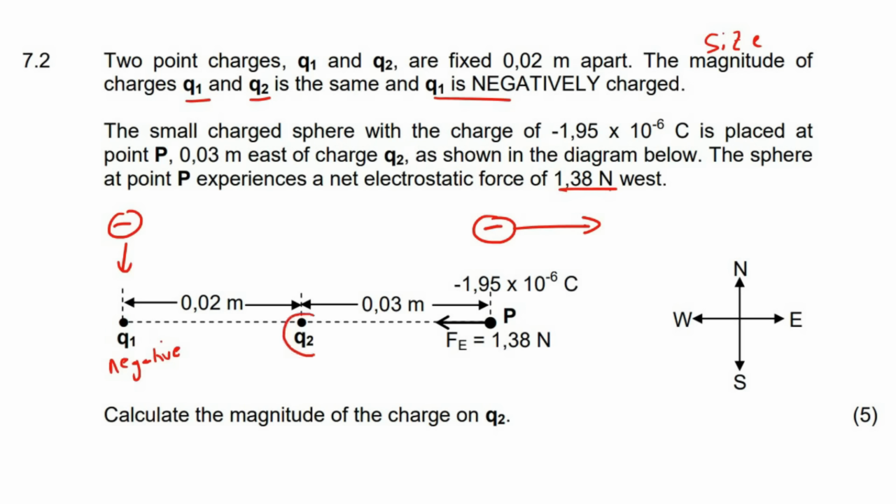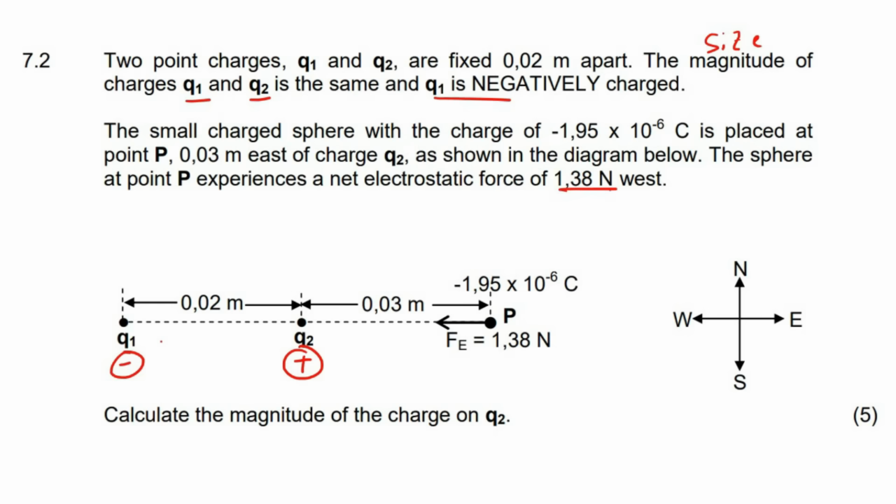That would only be possible if Q2 is positive, because if Q2 is positive and P is negative, then Q2 has the ability to pull it to the left. If this one's positive and this one's negative, then they will attract each other. So Q2 has to be positive. You might need to pause the video and think about this for yourself, but what you should find is that Q2 has to be positive, and Q1 is definitely negative, because they've told us that.